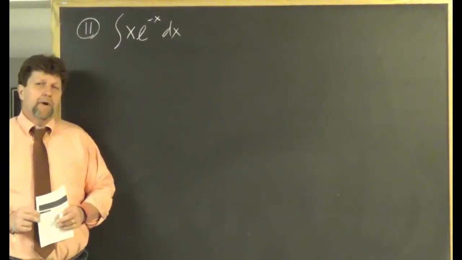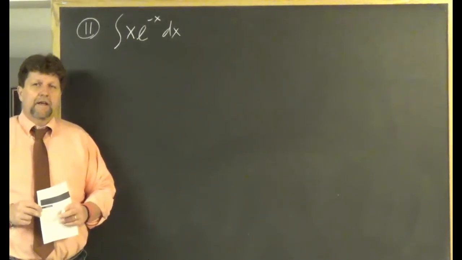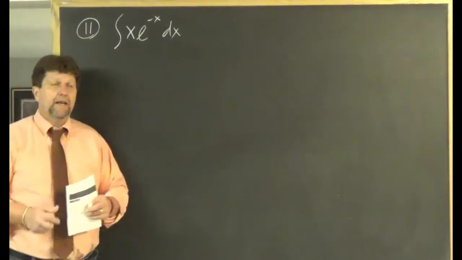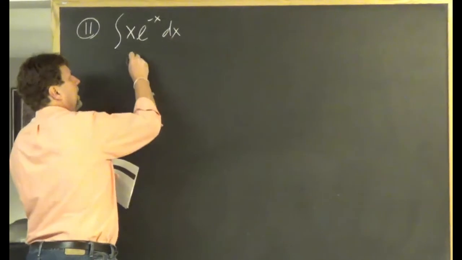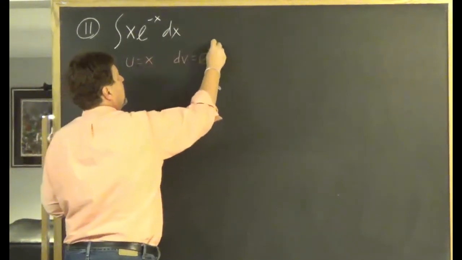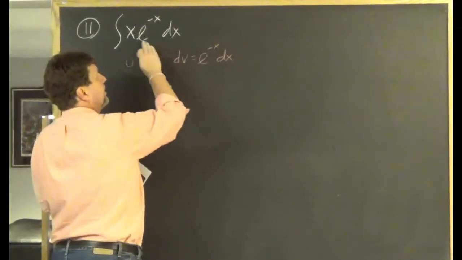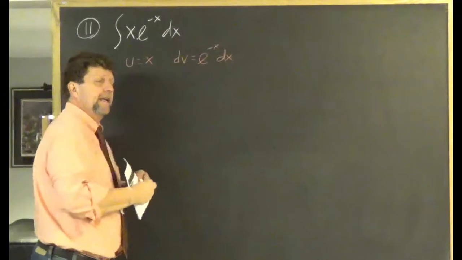Okay, number 11, you were asked to integrate x e to the negative x dx. So here's how I would attack it. I'd let u equal x. dv is e to the negative x dx. That's the most complicated part of the original problem that I can easily integrate.